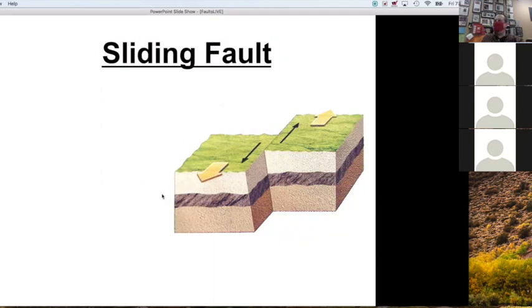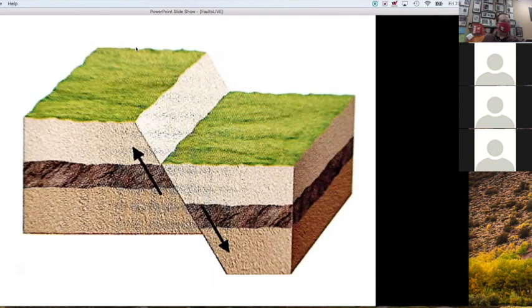And then there is one last type, a sliding fault. These don't go up or down. They go side to side. They touch each other and rub together. This is like the big fault in California. The San Andreas fault rubs this way. It does not go up or down. It moves this way. All right, I want you to try one.